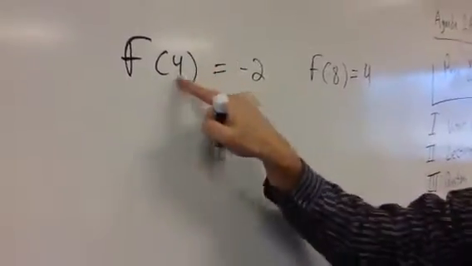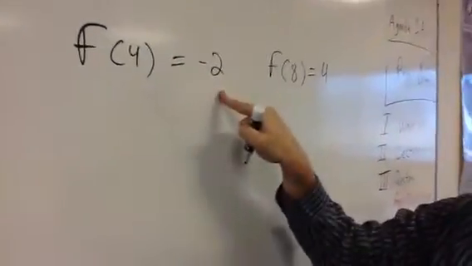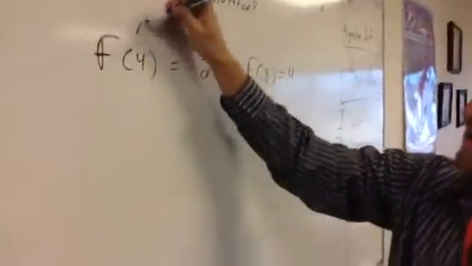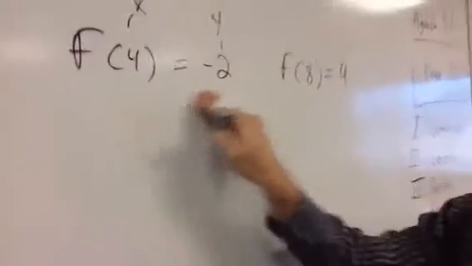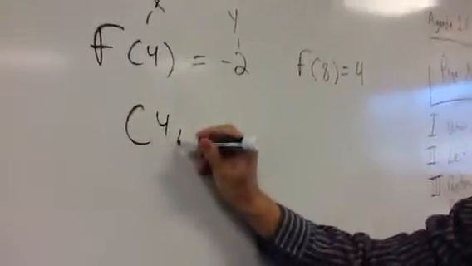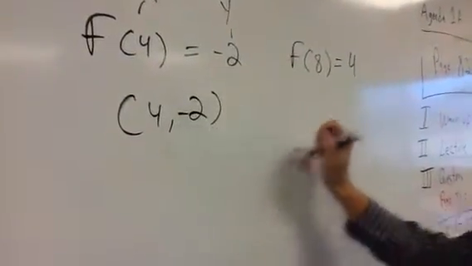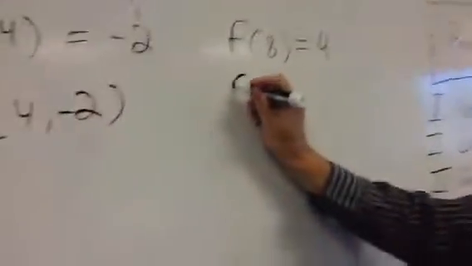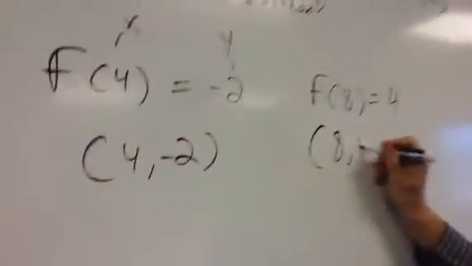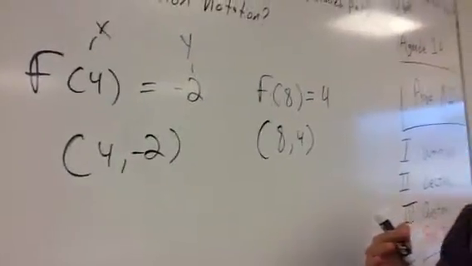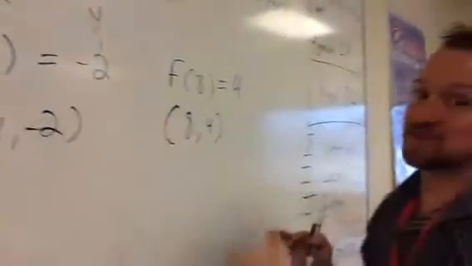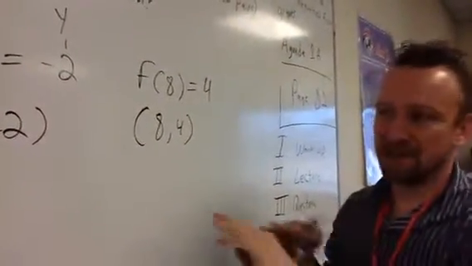But remember, this is the input, this is the output. The input is always the x. The output is always the y. So really, this is the same thing as saying (4, negative 2). And this one is the same thing as saying (8, 4). In other words, this is like the problem we just worked out a second ago. There's no difference. It just looks different starting off. Don't let it trick you. It's the exact same thing.